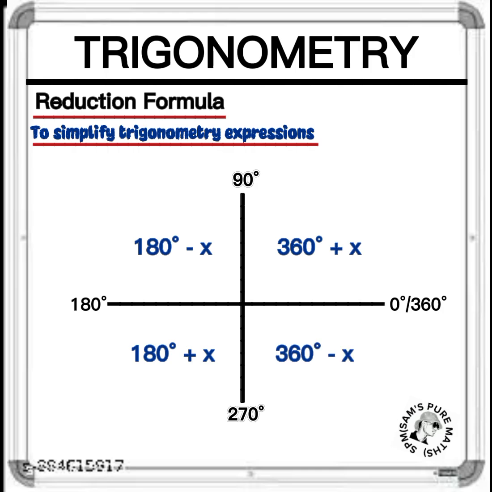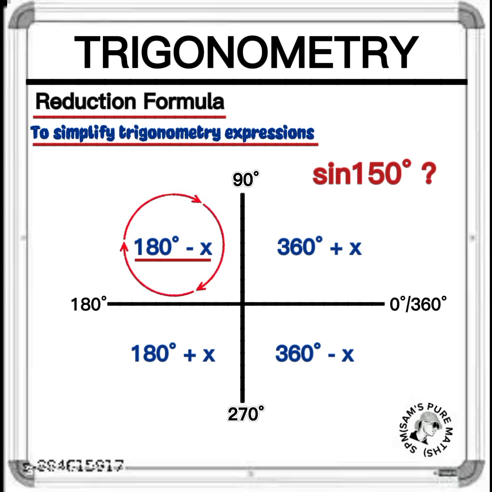Now let us look at these examples. What is sine 150 degrees? The angle that we have is 150 degrees. 150 is between 90 and 180 degrees, so it is in the second quadrant. In the second quadrant, we have 180 degrees minus x. Remember, x is an acute angle.